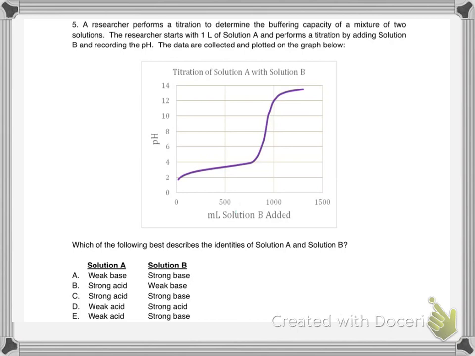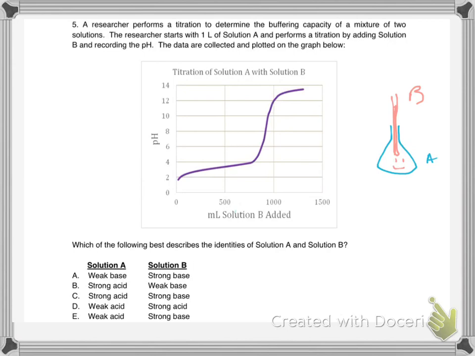Okay, now we have this titration curve, and they want us to figure out what it could be between. So we have A and B, and so if you imagine what's going on, we have our Erlenmeyer flask that we're adding stuff to, and this is flask A, and then we have our burette, not a very good burette, but that's adding something into that solution A, and so this is solution B.